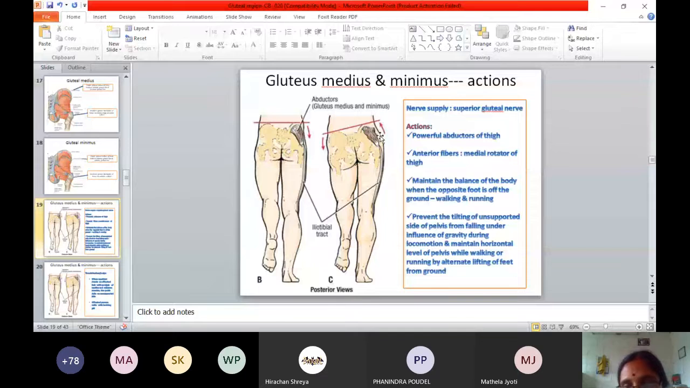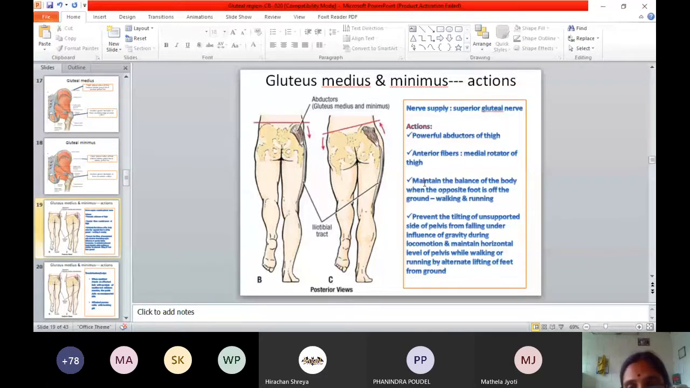So what is the action? It is the powerful abductor of the thigh. Abduction. Which movement? Abduction. The anterior fibers of the gluteus minimus especially act as medial rotators of the thigh. Gluteus maximus is a lateral rotator, while gluteus medius and minimus are medial rotators. Remember this, there is a slight difference.